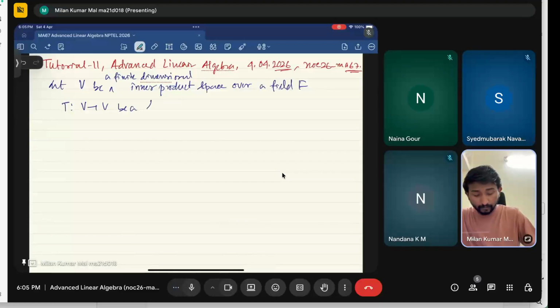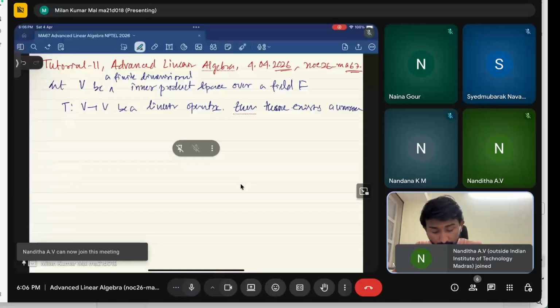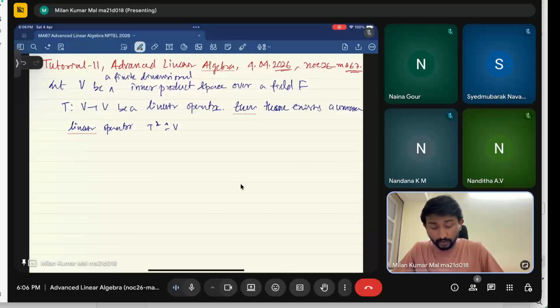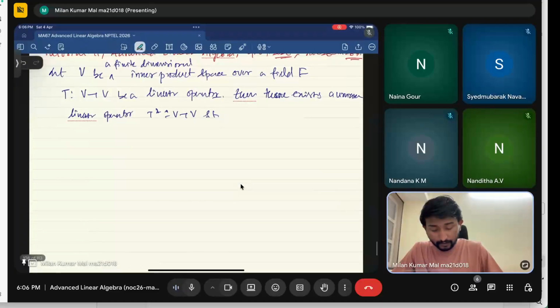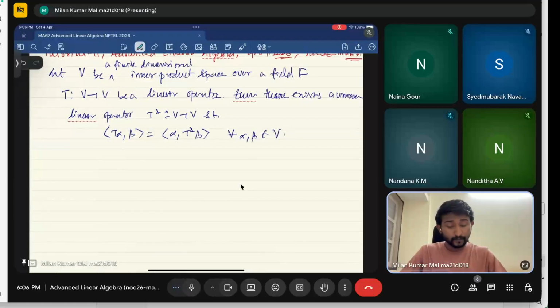Let T be a linear operator. Then there exists a unique linear operator T star from V to V, such that the inner product of T alpha and beta is equal to the inner product of alpha and T star beta, and this holds for every alpha, beta belonging to the inner product space V.